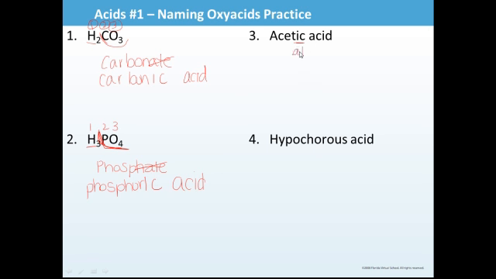Number 3, acetic acid. The IC, which means it was replaced from ATE, so I know it's the acetate ion. Notice how I'm going backwards. I know it's acetate ion, and I know the acetate ion is C2H3O2 with a -1 charge. It's an acid, therefore I have hydrogen out front. Hydrogen is an ion, H+.